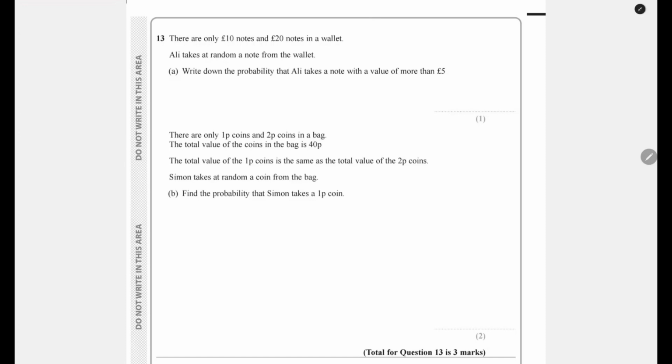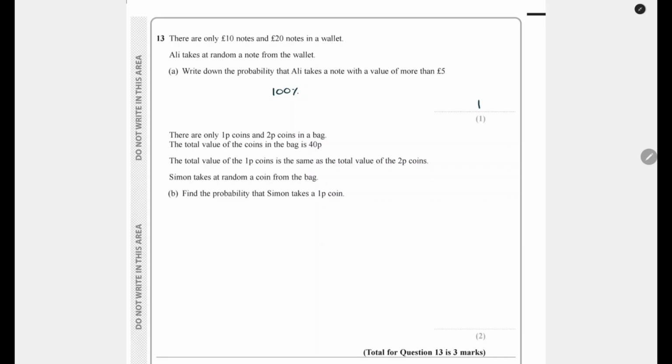Question 13a says, there are only £10 notes and £20 notes in a wallet. Ali takes at random a note from the wallet. Write down the probability that Ali takes a note with a value of more than £5. Well, all of the notes are going to be of value more than £5, and so that's 100%. And as probability is always out of 1, the answer is 1.